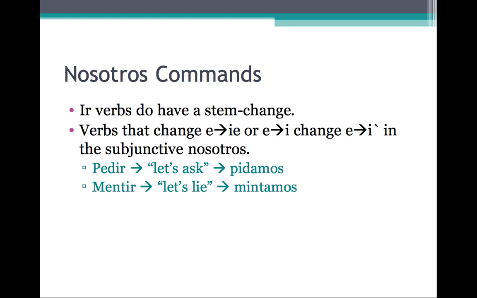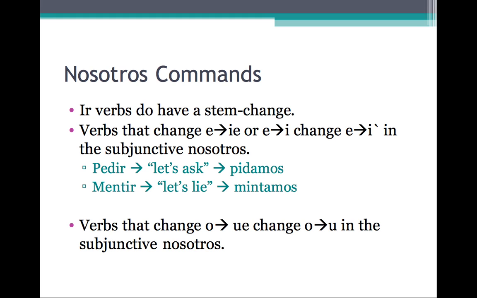But when it comes to nosotros form, it goes to that E to I stem change. So it's tricky when it's an E to IE stem changing verb that's IR. Because it alternates in the boot, E to IE, to the nosotros E to I. So let's lie is mintamos. It would sound funny trying to get all those extra vowel sounds. Mientamos is just kind of hard to get out. So it's just mintamos. In the boot, IR verbs are E to IE, but in the nosotros form, they're just E to I. Does that make sense?